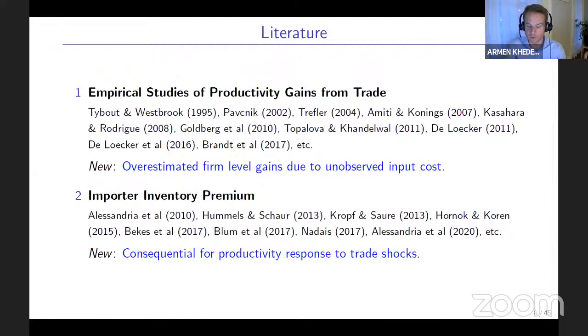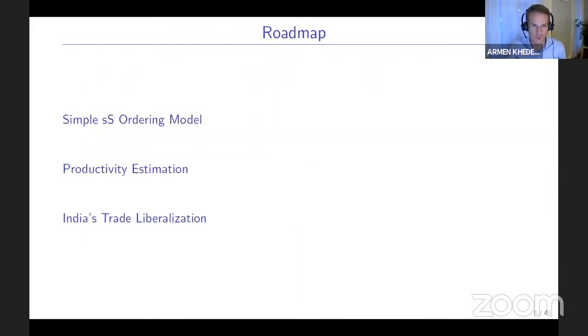Now, the inventory premium has been documented previously too. George has laid the grounds for work that has followed and has shown that this premium can explain many aspects of international trade. What we're showing in this paper is that the premium is also consequential for understanding the productivity response to trade shocks.